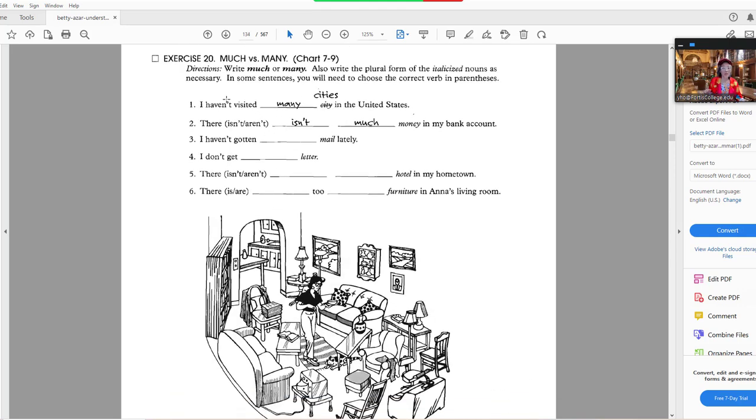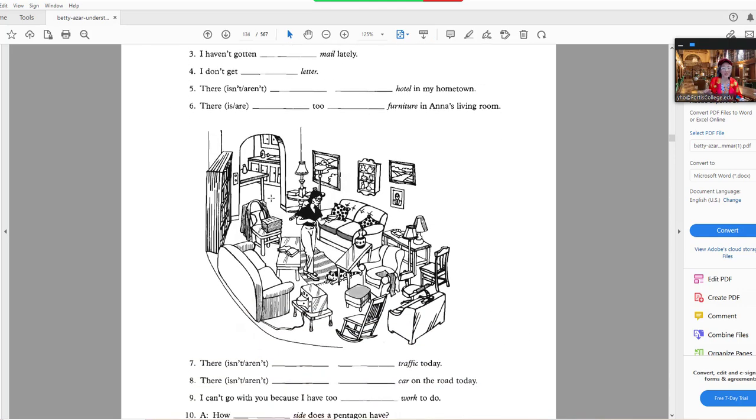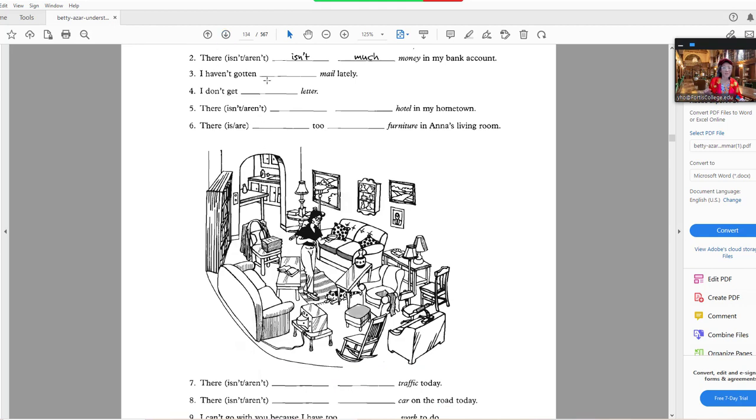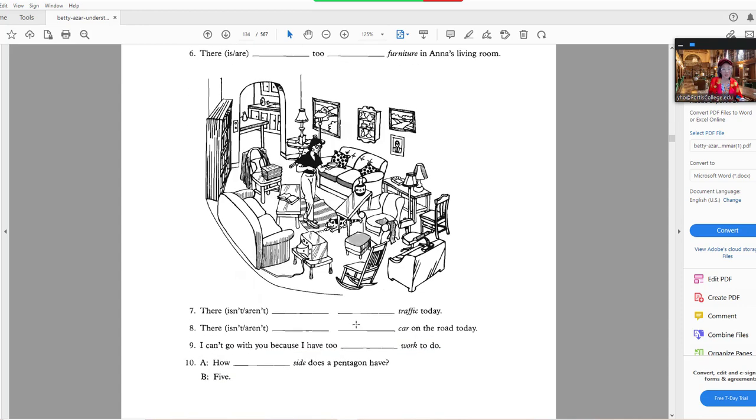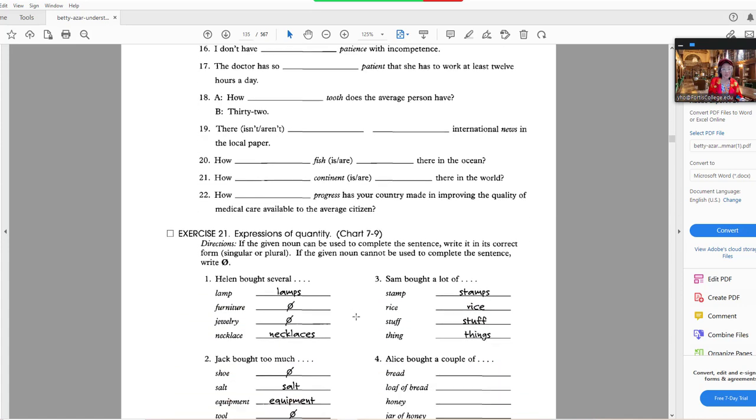So here you have more practice. For instance, I wouldn't say I have gotten many mail. I would say I haven't gotten much mail. I don't get many letters. You don't say I don't get much letters or any letters.